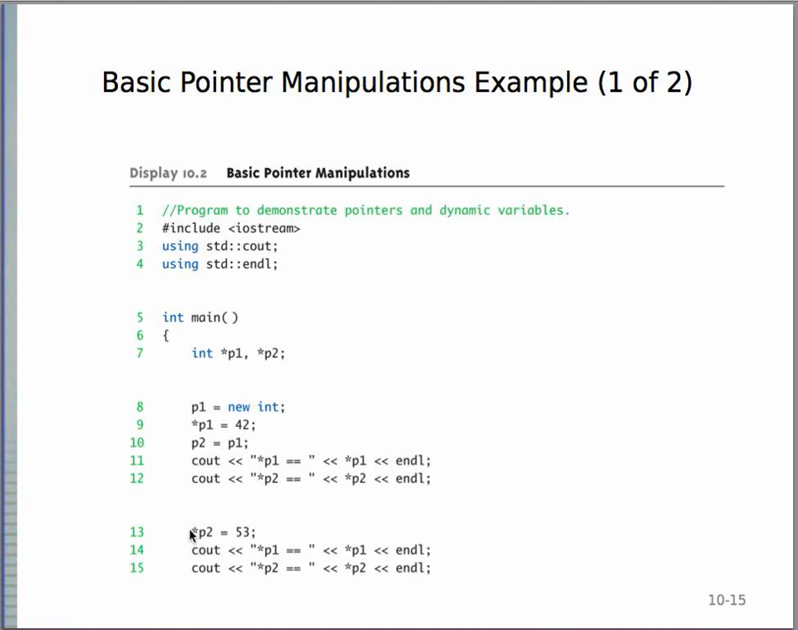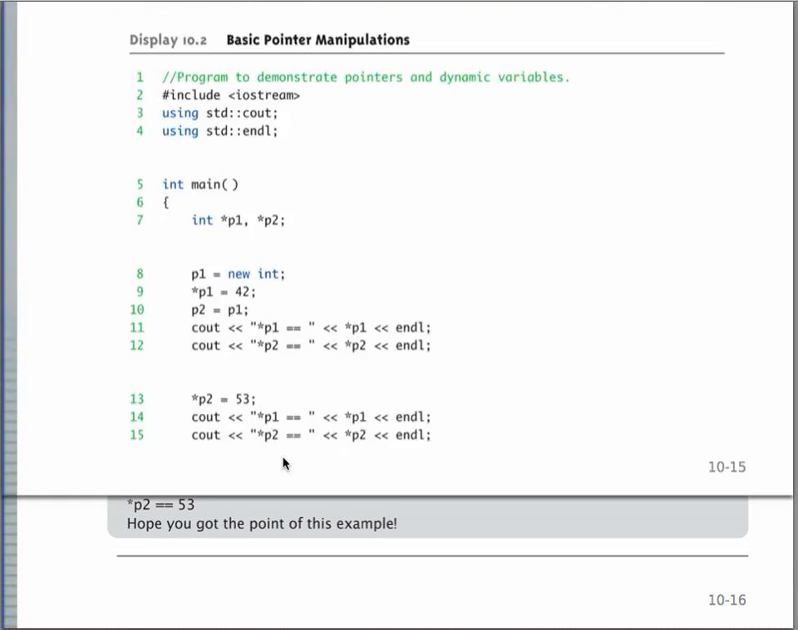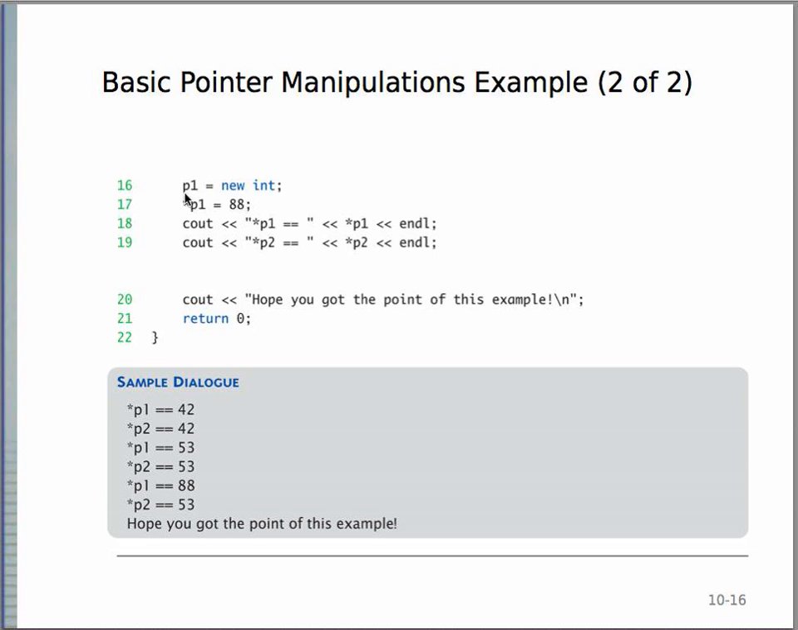Now change the thing that P2 points to, which in effect changes the thing that P1 points to. And then allocate a new memory location in the heap for P1 and assign it a value. Now this one should print out 88. The second one should print out the old value, which is 53.